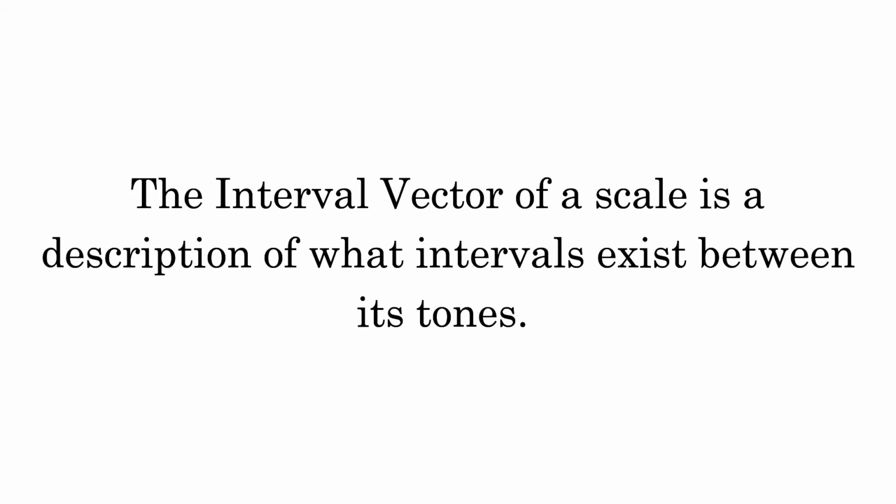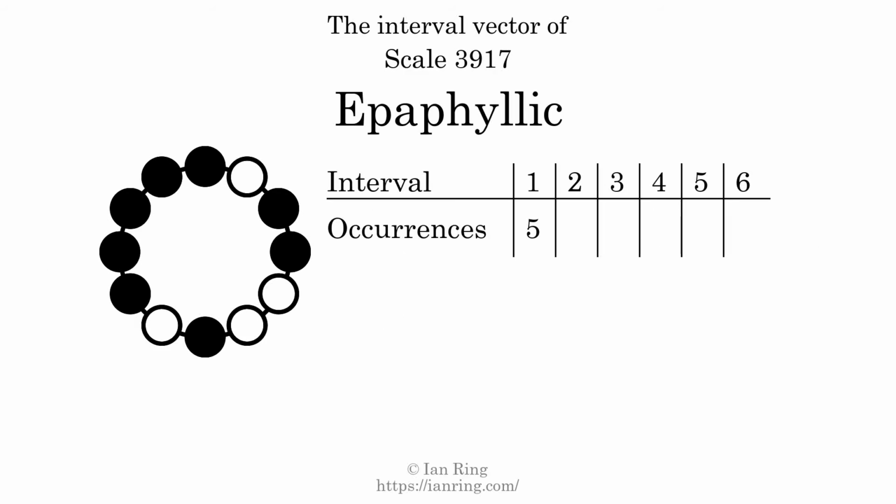The interval vector of a scale is a description of what intervals exist between its tones. There are 5 intervals with the size of 1 semitone. They are here, here, here, here, and here. There are 5 intervals with the size of 2 semitones. They are here, here, here, here, and here.